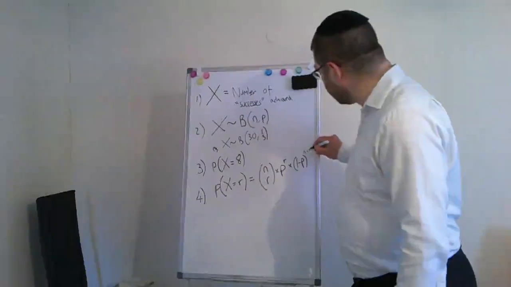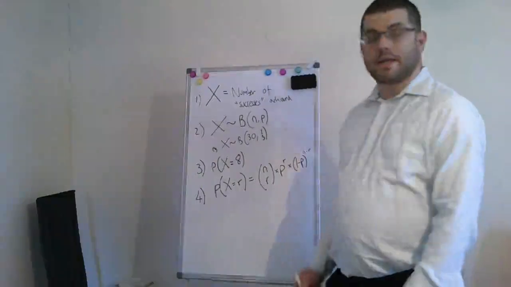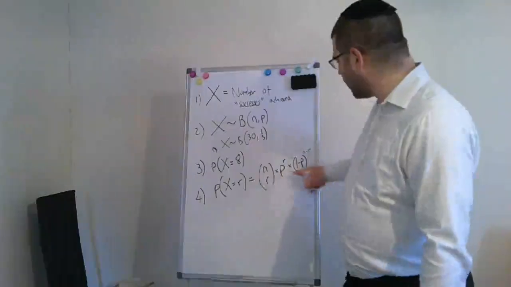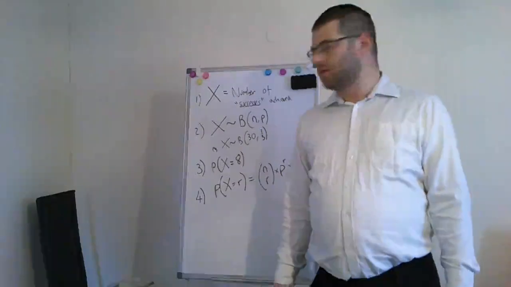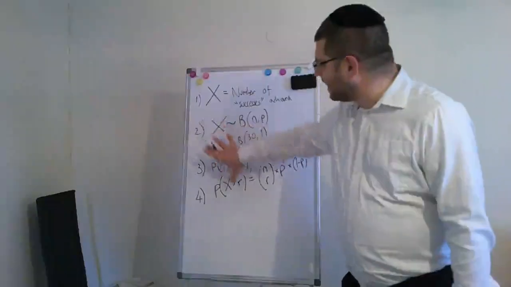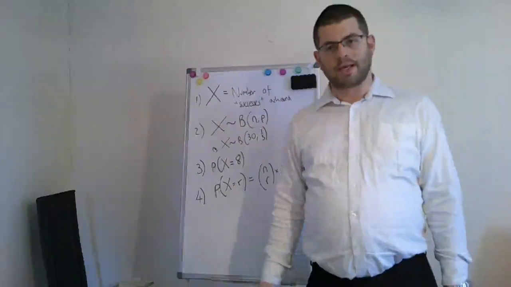All you do is you take that power away from the total amount of trials and you get this power here. Okay, and that's what we said. That's the formula for how to do the probability of x is equal to r. What I'm going to do is leave this up here and let's look at this from the point of view of an exam question.